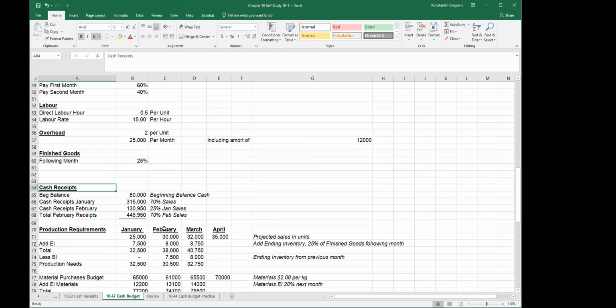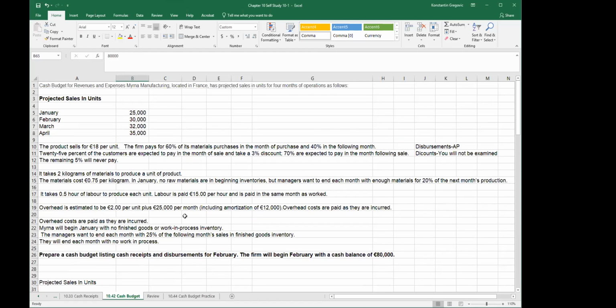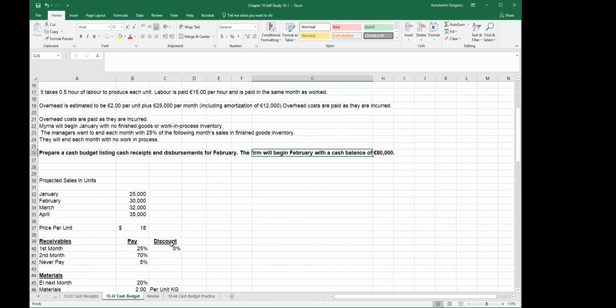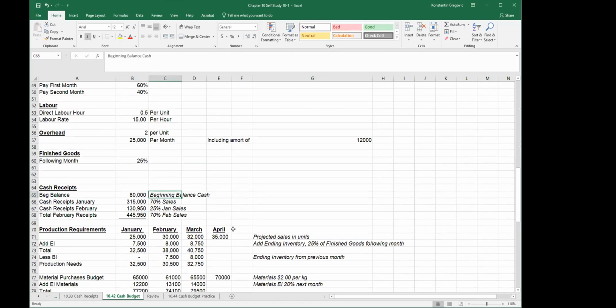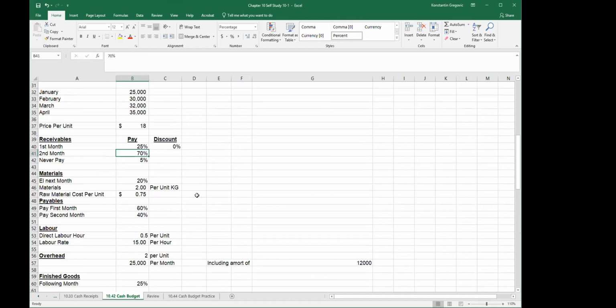So we're going to do the cash receipts first. They mentioned 80,000 is your beginning cash balance. Should be somewhere here. There it is. Firm will begin February with a cash balance of 80,000. Your beginning cash balance. So your cash receipts for January. For January, 70% of sales. Here's your 70%.